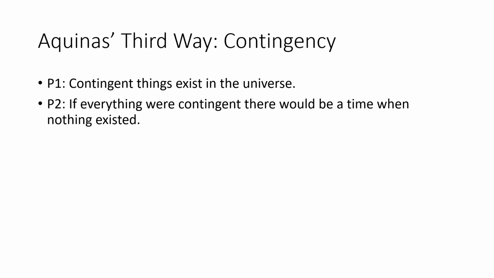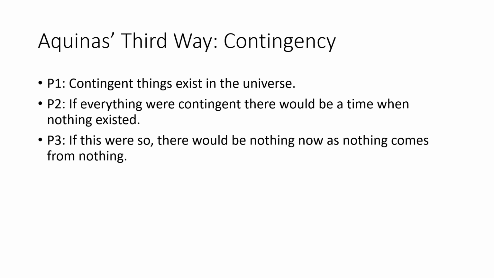Now he points out if everything were contingent, there would be a time when nothing existed. And I think he's getting at the idea here that things which are contingent come into and go out of existence. So across a potentially infinite space of time, there would be a time where nothing existed. But if this was so, there would be nothing now, because nothing comes from nothing. Things don't just spring into existence out of nowhere. If contingent things depend on other things, that sequence cannot extend indefinitely.